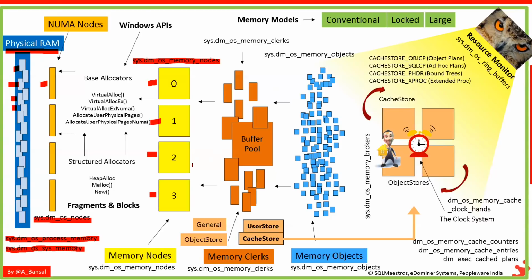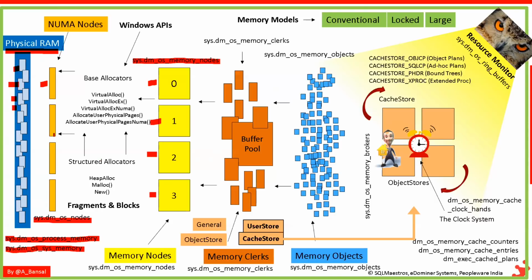Now, if you see, in all, there are just so many components inside SQL Server that need memory. When they need memory, they have to talk to these memory nodes, or rather I will put it this way, the access to memory is done via these memory nodes. Memory nodes will actually allocate or consume memory, or in other words, they will call these Win32 APIs called base allocators or structured allocators. Now, when you talk about these base allocators and structured allocators, these are Win32 APIs.